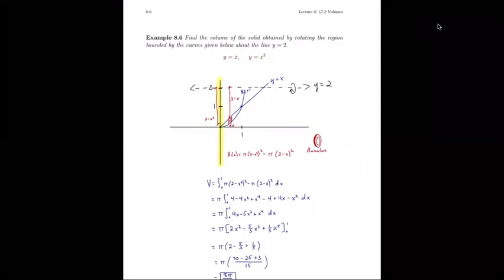So coordinate axes are drawn. This is our line y equals x. It's an easy thing to graph, the identity function. This is our parabola y equals x squared. If we didn't remember where they intersected, we could set x equal to x squared and solve for x. We get 0 and 1, and -1 as well.